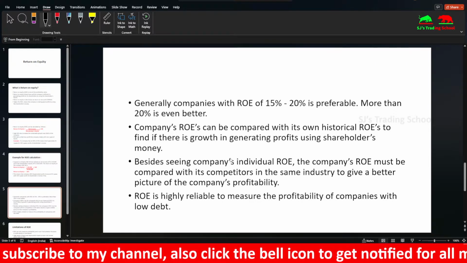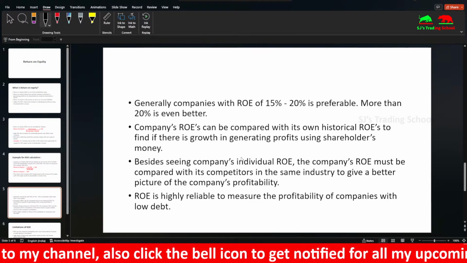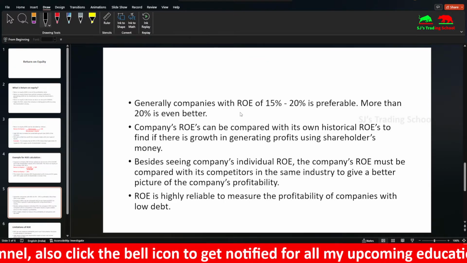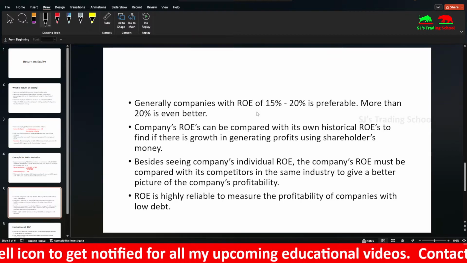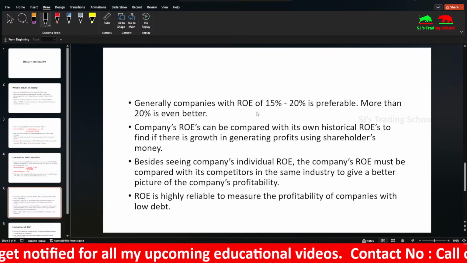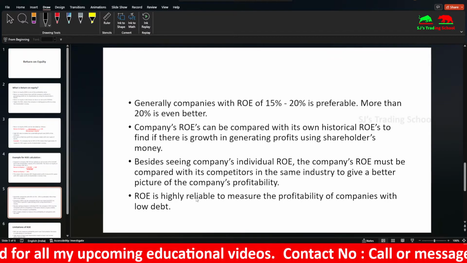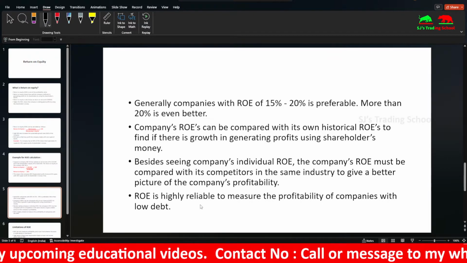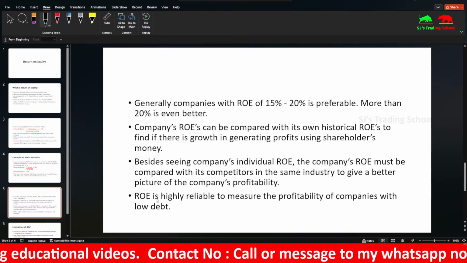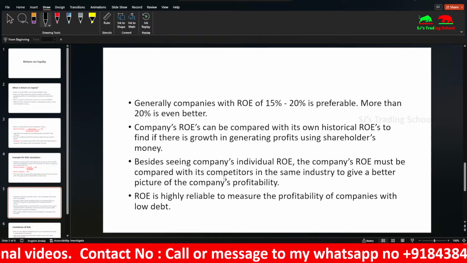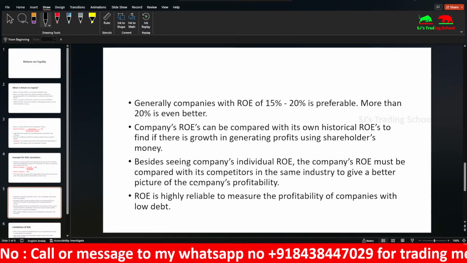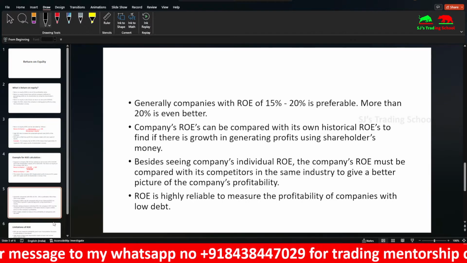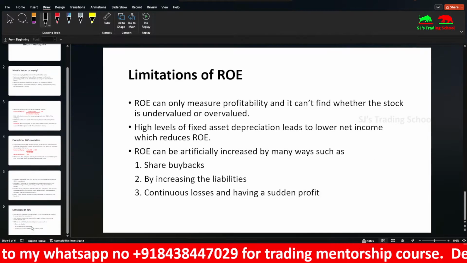ROE is highly reliable to measure the profitability of companies with low debt. Companies may have different capital structures. They might have raised capital through debt financing as well as equity financing. So for companies with low debt, with less debt financing, you can use ROE for analysis. It is highly reliable since it has low debt and only equity financing is high.